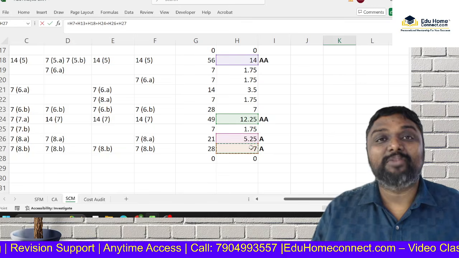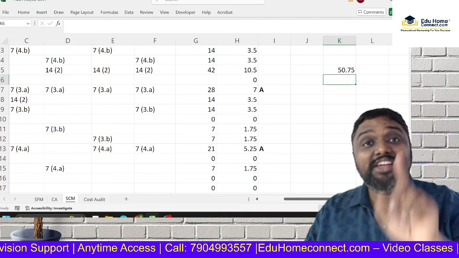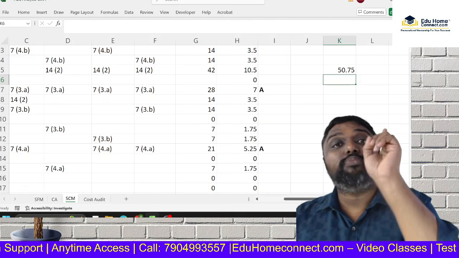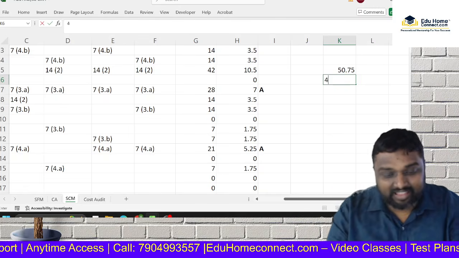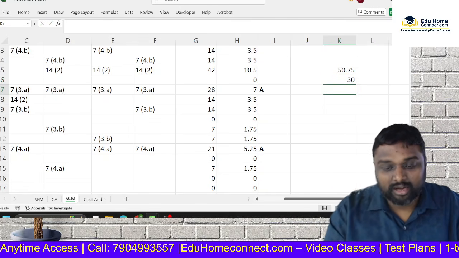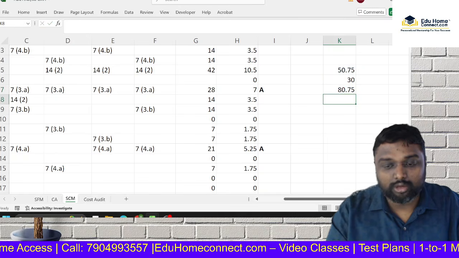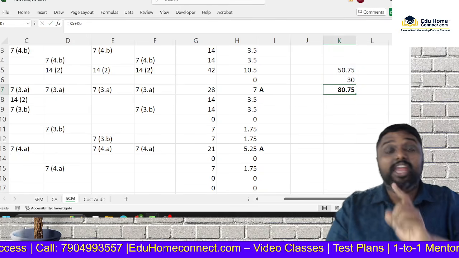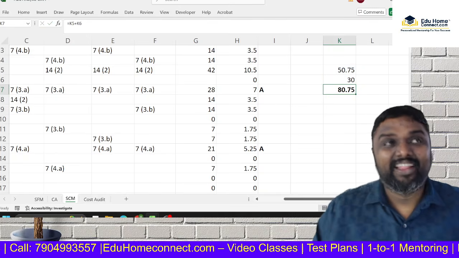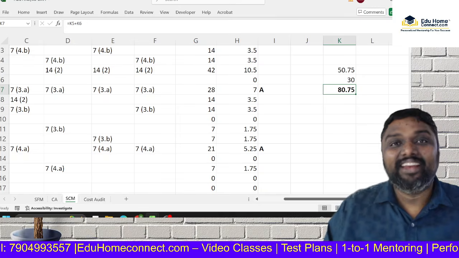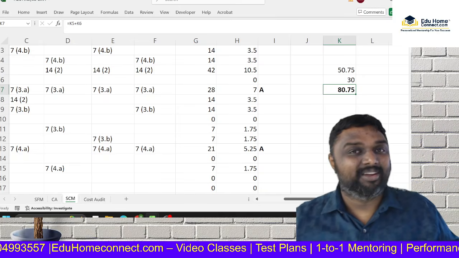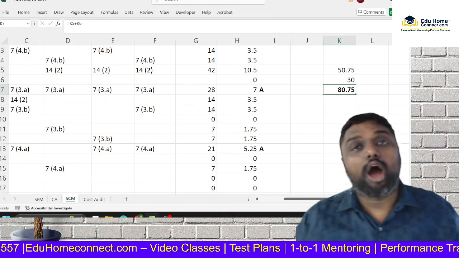What could be the mark? See, average mark coming is 50.75. Take the MCQ 30. You are going to get what? 80.75 marks. I will tell you the already highlighted MCQ strategy also. See, this is the way how you have to prepare.